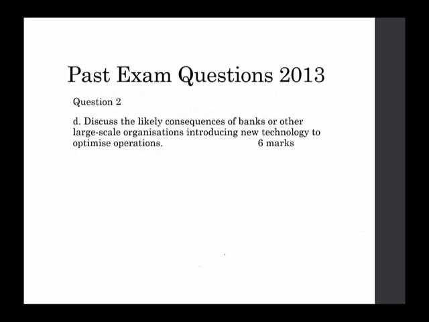So a past exam question from 2013 discussed the likely consequences of banks or other large-scale organisations introducing new technology to optimise operations. So here you could discuss anything, and there's not even a number given, so is it 2 or 3? I would suspect, since you've got "discuss" here, it is the advantages and disadvantages. So you've got to do possibly 3 advantages of introducing new technology, and then 3 disadvantages. And that's the way I would approach this. So you are immediately making it easy for the marker.